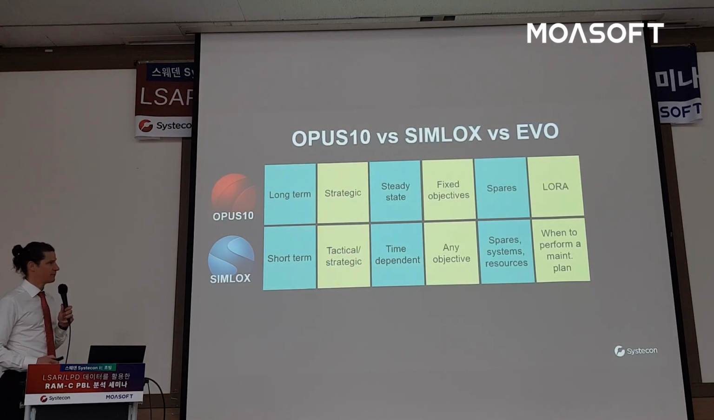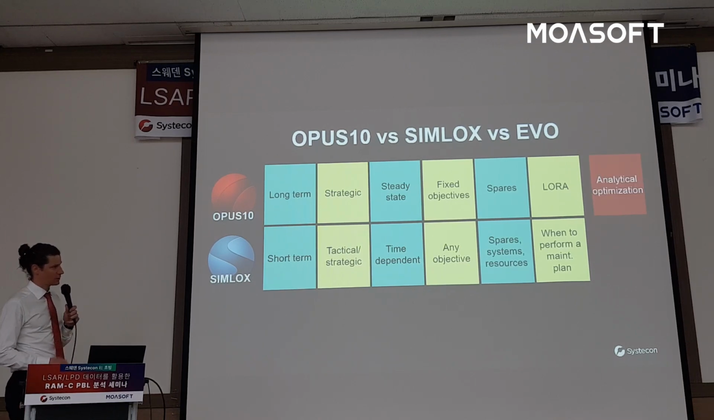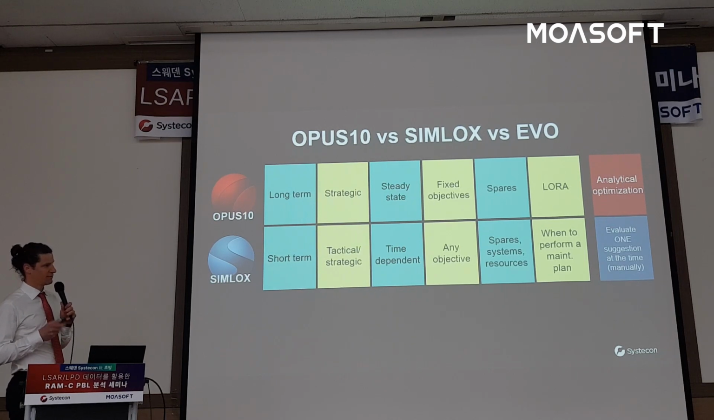With Opus 10, we have fixed objectives. We are always minimizing the cost per number of back orders. So that's fixed. Simlogs, well, there are no objectives, to be honest. It's more like we run the simulation and then we have a lot of different results to look at. With Opus 10, we optimize spares. With Simlogs, we can look at and evaluate spares, systems, and resources, and many other things. But what's important here is that it's an analytical optimization, while Simlogs does only evaluate one suggestion at a time. And that's a manual approach.